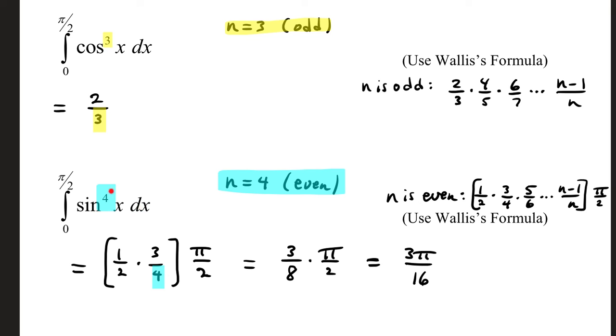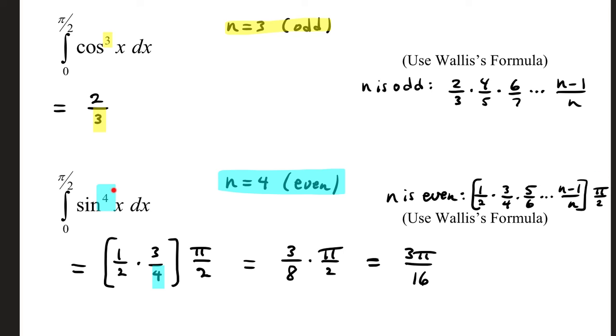Below we have an example where the power is even. Now if the power is even, you start with 1/2 instead of 2/3, but you still build your fractions the same way with consecutive numbers. 1/2, 3/4, 5/6. You go all the way until your denominator matches your power from the original problem. And then once you calculate that value, multiply by pi over 2.